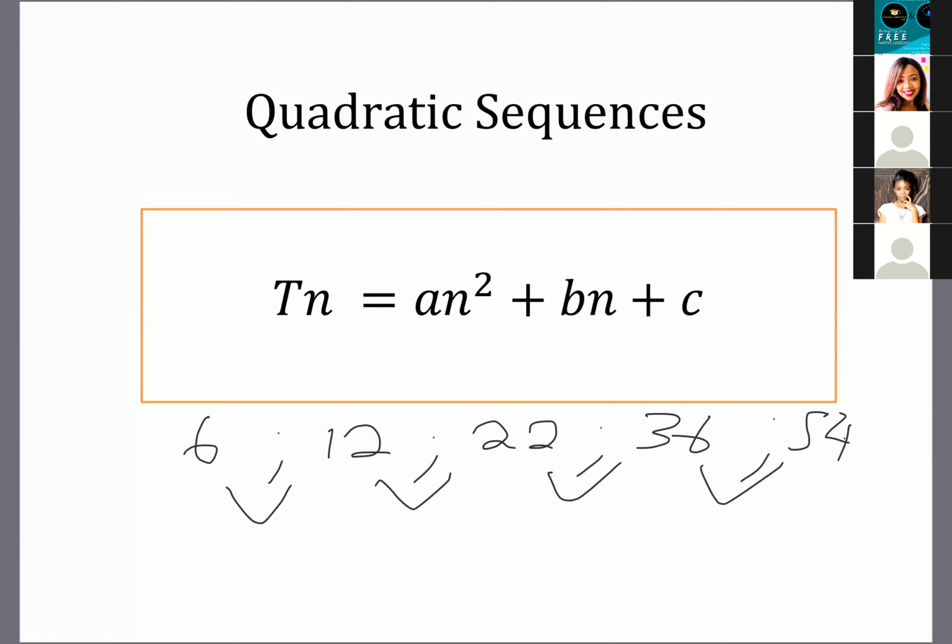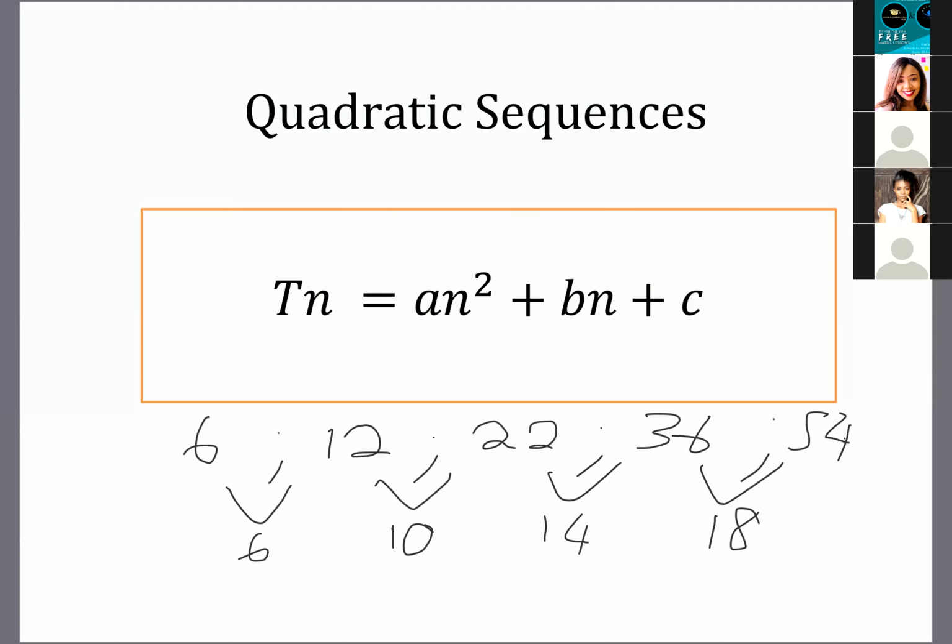When you do that, you'll see that it's not common because when you say T2 minus T1, you're going to get a 6. And when you say 22 minus 12, you're going to get a 10. And when you say 36 minus 22, you're going to get a 14. 54 minus 36, you're going to get an 18. But what you do realize is that you do have a common second difference because when I take my 10 minus 6, I get a 4.